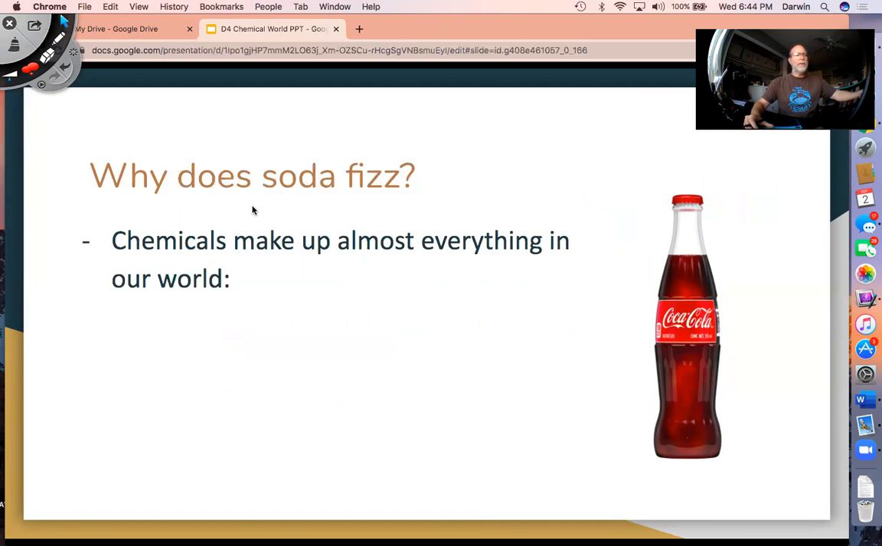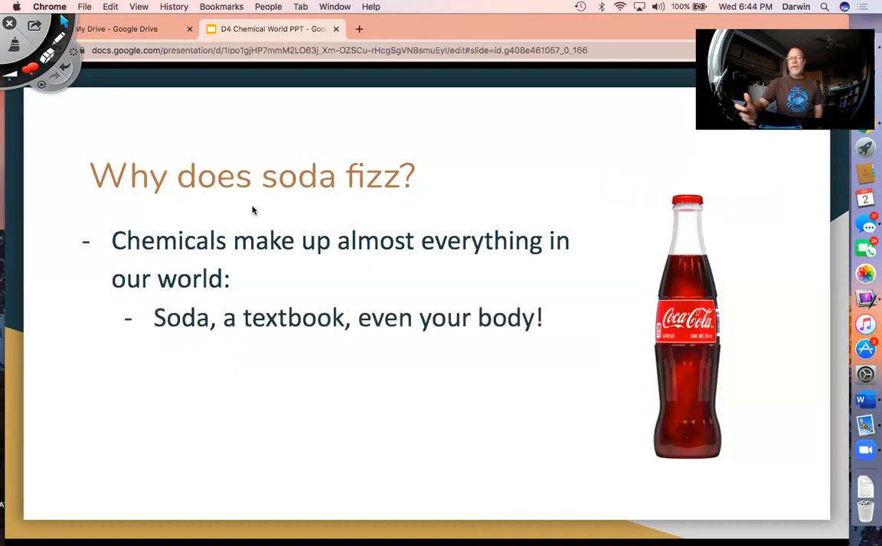So chemicals make up almost every single thing in the world. Everything we come into contact with on a daily basis, the air we breathe, the cars we drive, the food we eat, sodas, textbooks, even your own body. Even your own body is made up of chemicals.